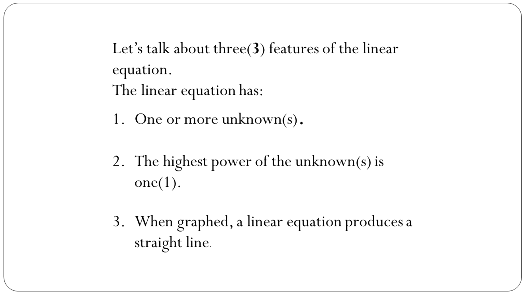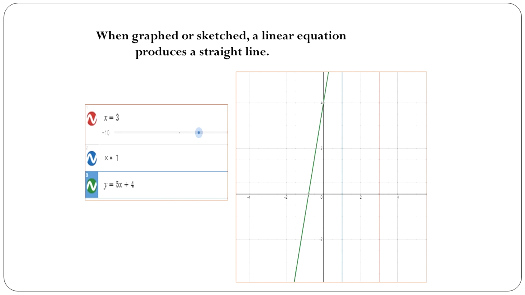The third feature of a linear equation says, when graphed, a linear equation produces a straight line. Let's look here. The red line represents the equation x is equal to 3. The blue line represents the equation x is equal to 1. And the green line represents the equation y is equal to 5x plus 4.